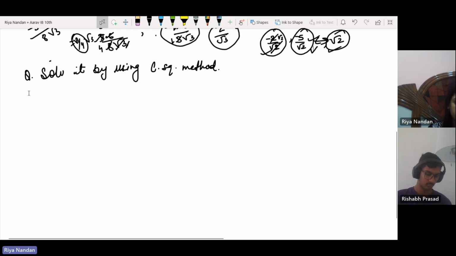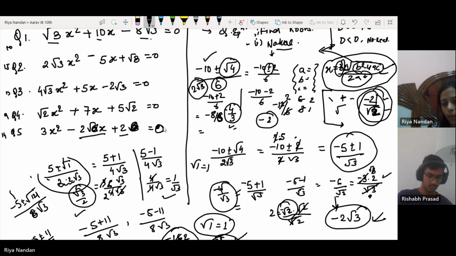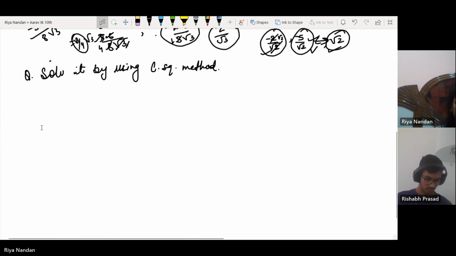Have you written that? No? Okay, write it down. This question: 3x square, 2 root 6x plus 2. Very easy. So by the completing square method, I will provide the question.